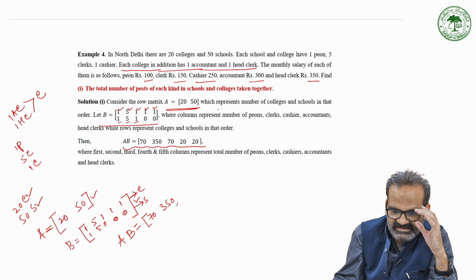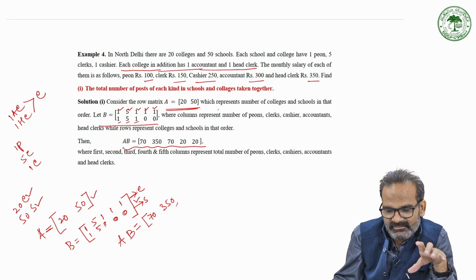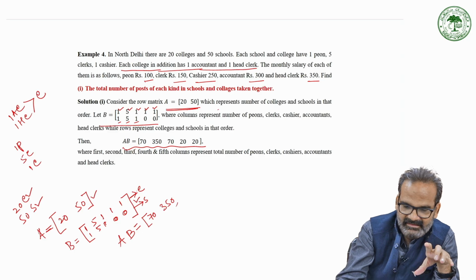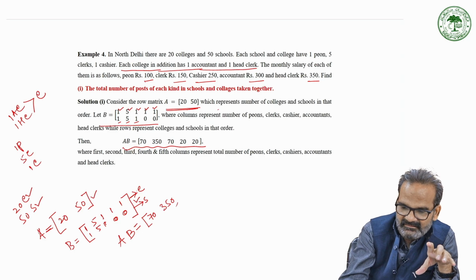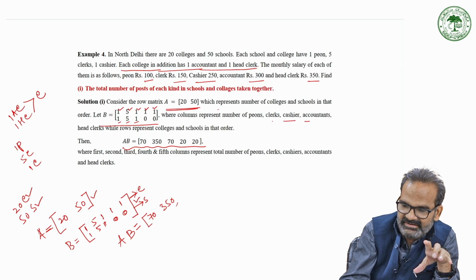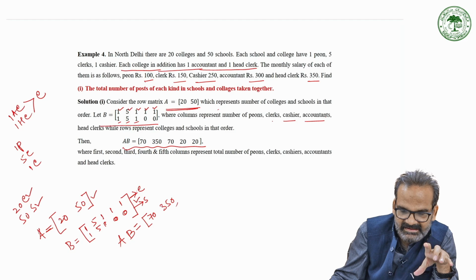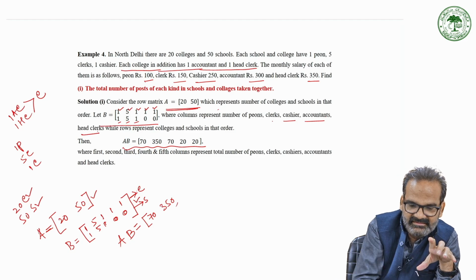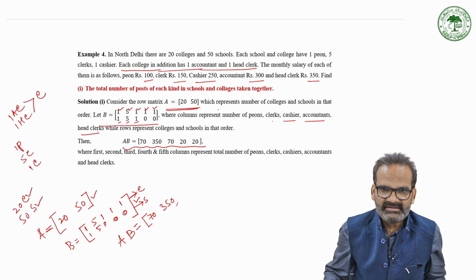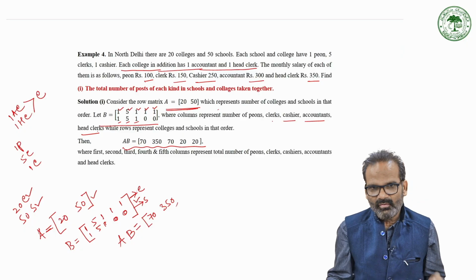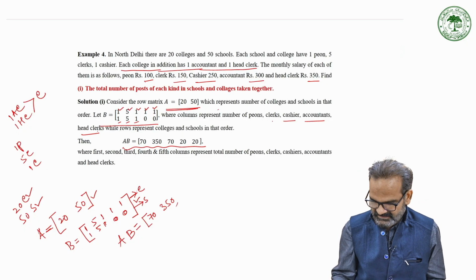So what this represents: overall, the employees in colleges and schools are 70 of category 1, that is peon, 350 clerks, 70 cashiers, 20 accountants and 20 head clerks. This is how we can determine the total number of employees altogether in schools and colleges.